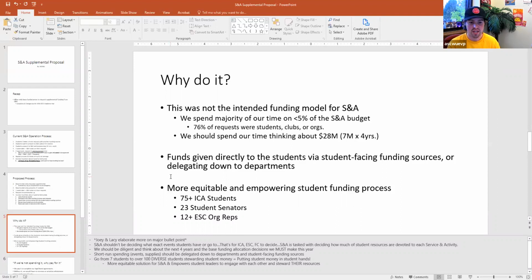To me, that's a much more equitable solution for S&A and empowers our student leaders to engage with other students and steward their own resources. The best way to keep a student accountable is peer-to-peer accountability, which is what would be happening if it was ICA, ESC, Student Senate, or any other funding group. And with that, before I go into the next slide, which talks about some of the concerns that people had when I was explaining it last week, does anyone have any questions?